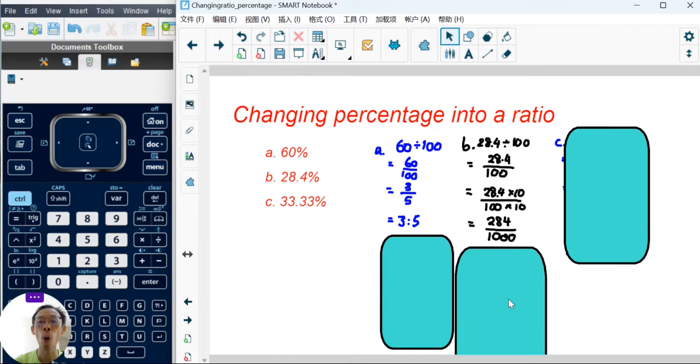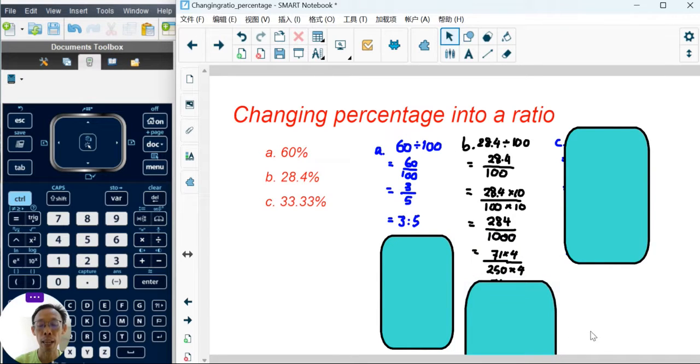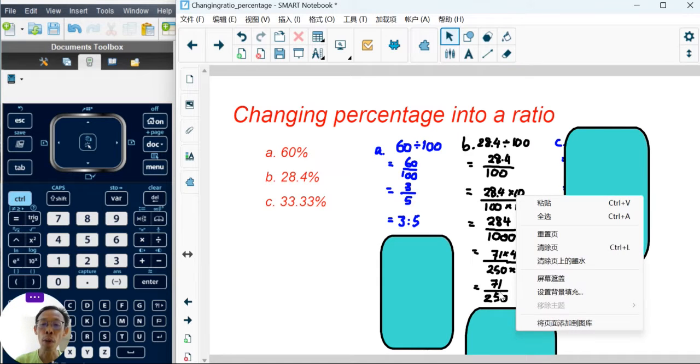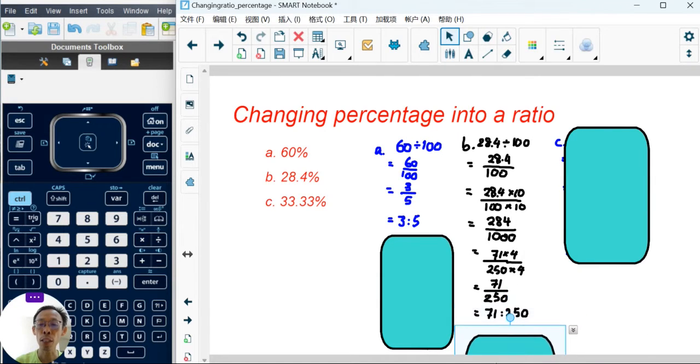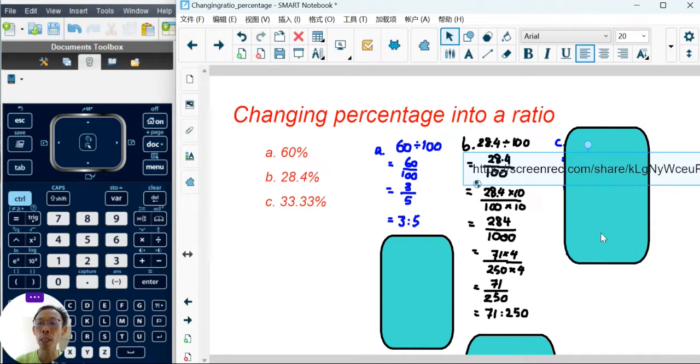So you get 284 over 1,000. At this point, you can try to simplify it like this. And then the final answer is 71 over 250 as a fraction. And the numerator is written as the first number in the ratio, to 250. Here's the final answer.